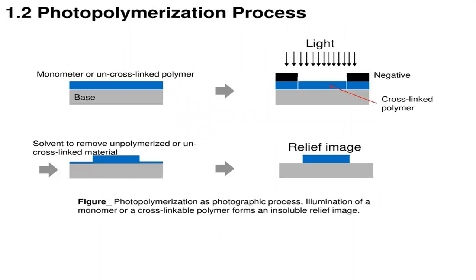So what is the process of photopolymerization? You can see once. There is a monomer or uncross-linked polymer.